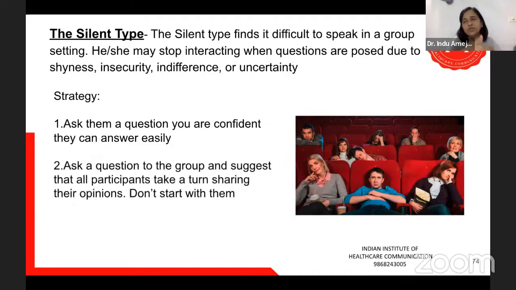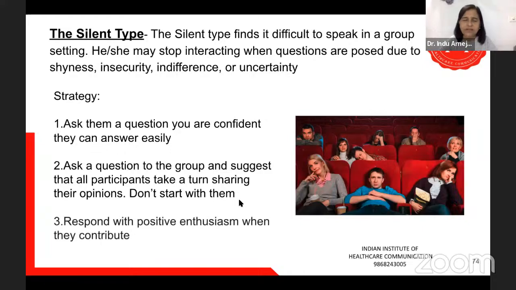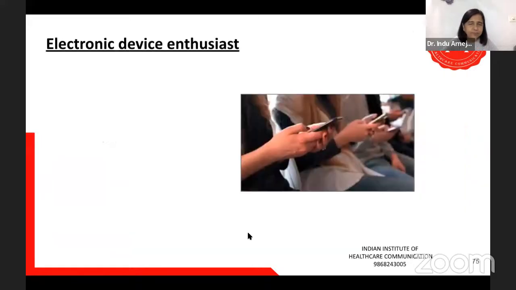Or you could ask a question and ask everybody to answer, but don't start from them. Start from others. And then when their turn comes, mostly they start opening up, because when they see others speaking, they also get the courage to speak. And whenever they respond, appreciate them, applaud them, and that's the way to engage them.